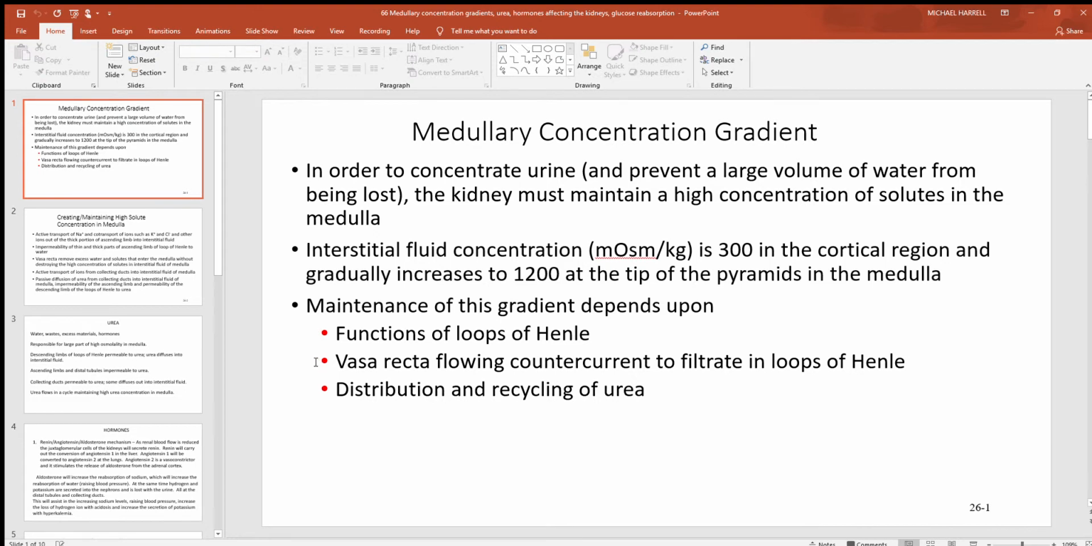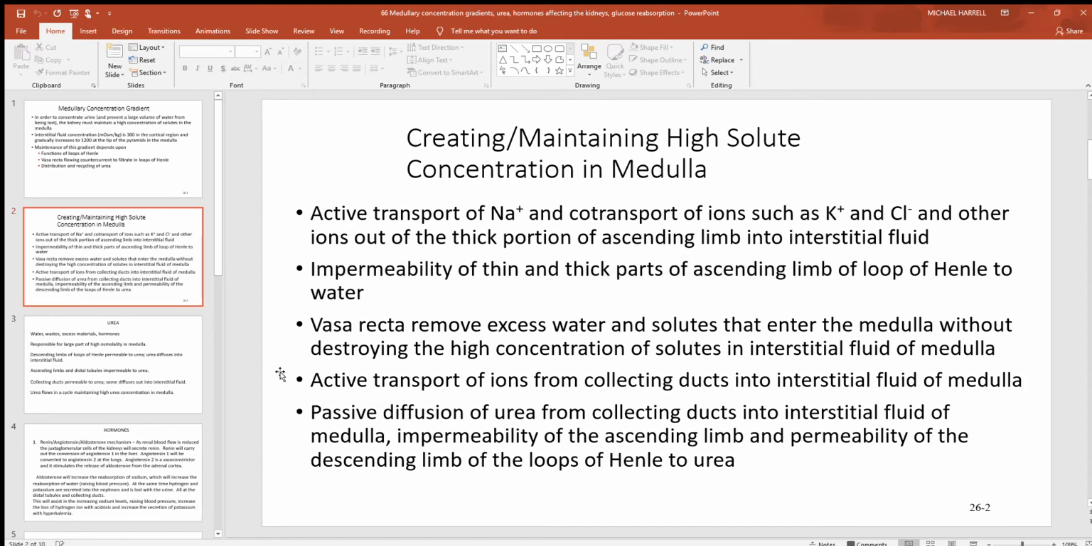You've got to have that vasa recta, which is the part of that second capillary, the peritubular, that follows the loop. You've got to have that constant recycling of urea. You don't want to pull urea out of the loop, but with that huge volume of water that's pulled out, about half of it is. And that's what accounts for a lot of those solutes in that medulla.